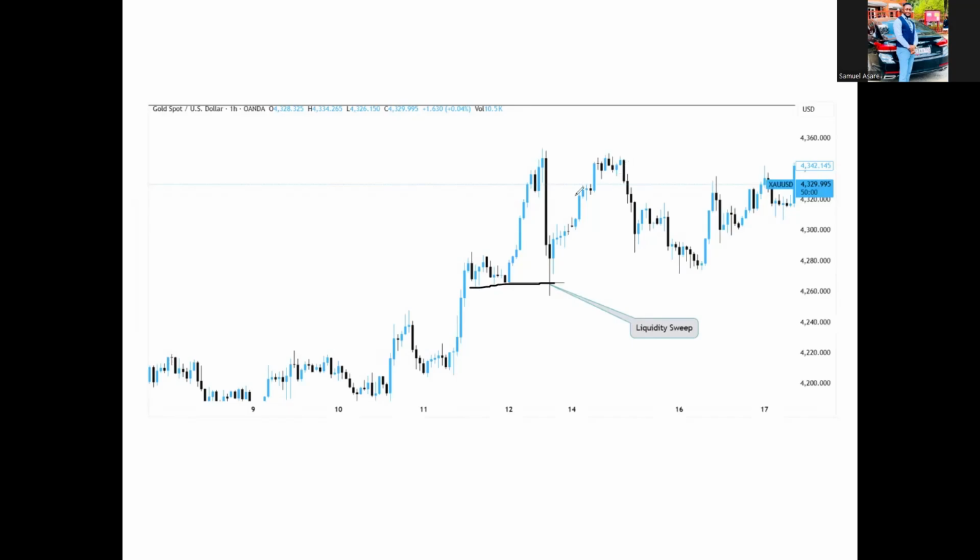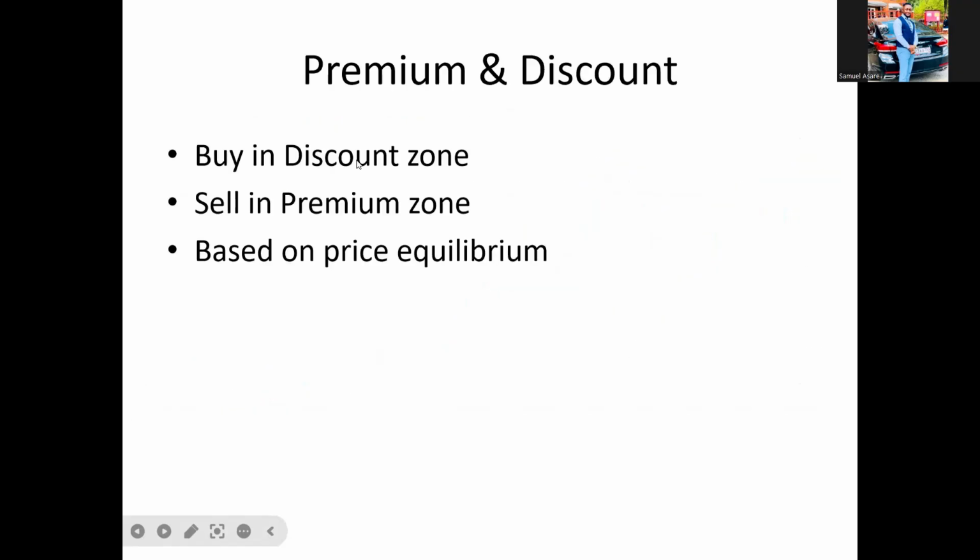You see? So now we understand order block, we understand fair value gap, and we understand liquidity and liquidity sweep. Now the next term we are going to talk about is premium and discount. A moment, let me clear this. Then we go ahead. To understand this on the chart, I have to show you on the chart. So we have a premium point and a discount point.